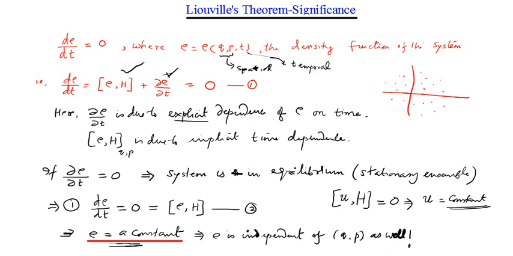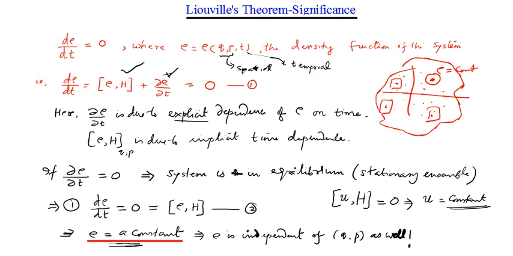So whether you take a region around this point, or a region around this point, any region around any point in the accessible region of the phase space, the rho is obtained to be a constant. It means that the representative points are uniformly distributed, because rho is the number of representative points per unit volume of the phase space. So density equal to a constant means these representative points are uniformly distributed, right?